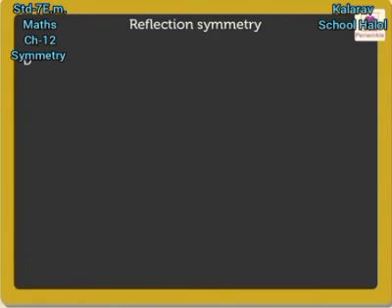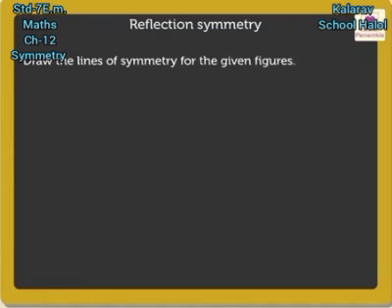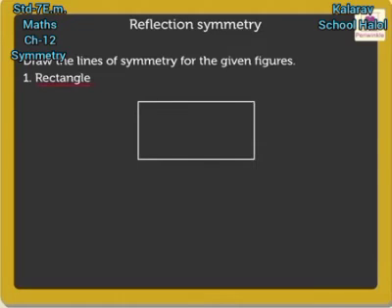Now, let's draw the lines of symmetry for the given figures. Figure 1. A rectangle. Here, we can divide the figure into 2 equal halves by folding it vertically or horizontally. Thus, we say a rectangle has 2 lines of symmetry.